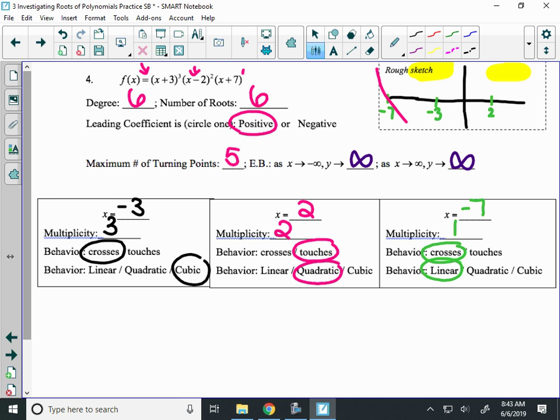At negative 3 over here, I said I'm going to cross but look cubic, which means when I come up, I'm going to flatten out a little bit at the axis and then go up. You're not turning, you're just flattening out at the axis, going up. And then at x equals 2, I'm going to come down, touch, and go back up to look quadratic.